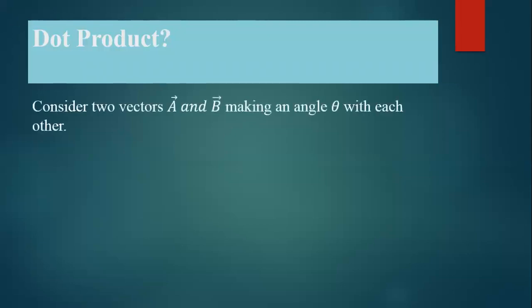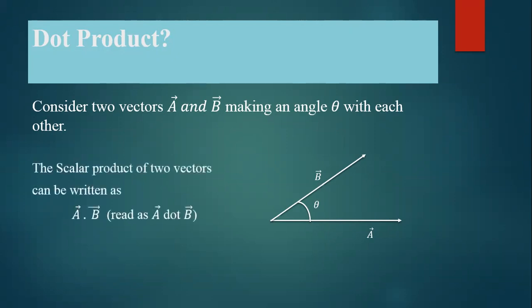Why is it called dot product? हम इसको डॉट प्रोडक्ट क्यों कह रहे हैं? Why scalar product is also known as dot product. For this purpose, consider there are two vectors A and B making an angle theta with each other. So their scalar product can be written as A dot B. इसको आप पढ़ेंगे भी ऐसे ही A dot B. That's why scalar product due to this symbol is known as dot product.